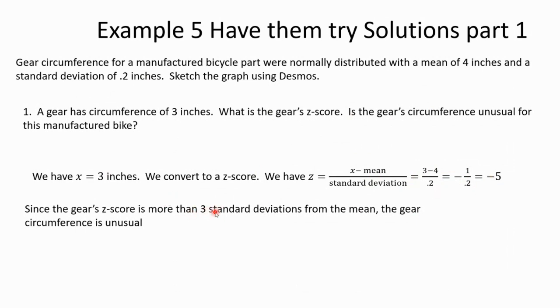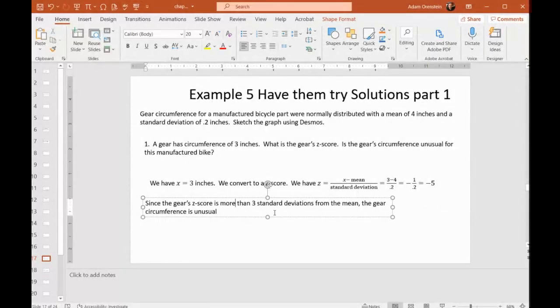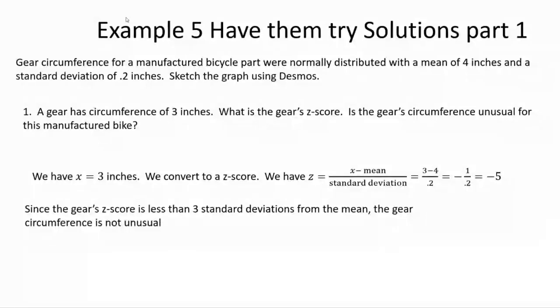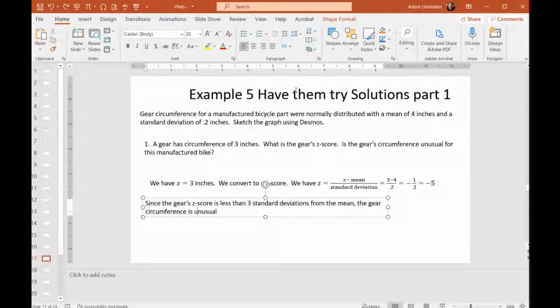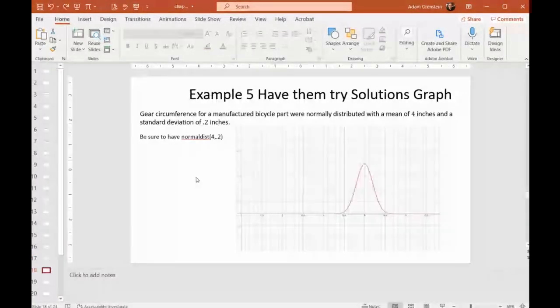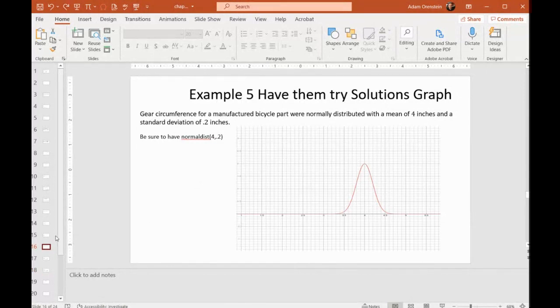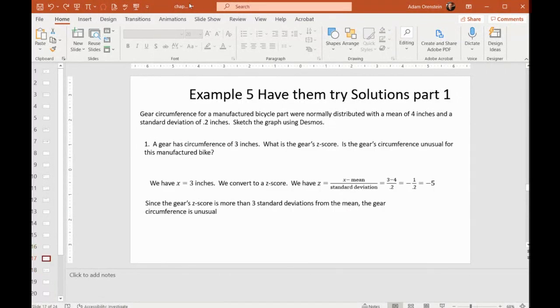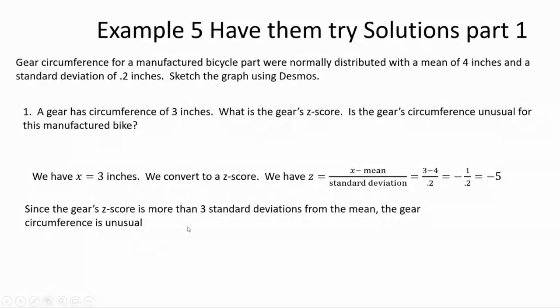Okay, I'm not sure why I have this here. That should not be there because this is less than. So this is less than 3 standard deviations. So the gear circumference is, let me just fix this quickly, is 9. There we go. Okay, sorry about that. It's not unusual. Now, why is that? Wait, no, that was right. Sorry, I thought it was 0.5. Oh my goodness. Sorry about that. I read it wrong. I thought for some reason I read this as 0.5. I'm sorry. But it is more than 3 standard deviations, right? It's negative 5.